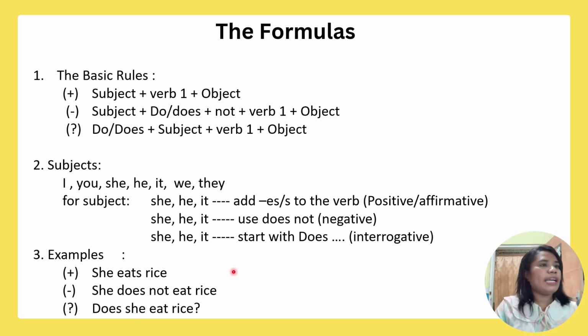Then we have a question: why do we have to add s at the end of the verb for the third person singular? That's the rule that we have to follow. For the third person singular, she, he, and it, we have to add es or s at the end of the verb. That's the reason.